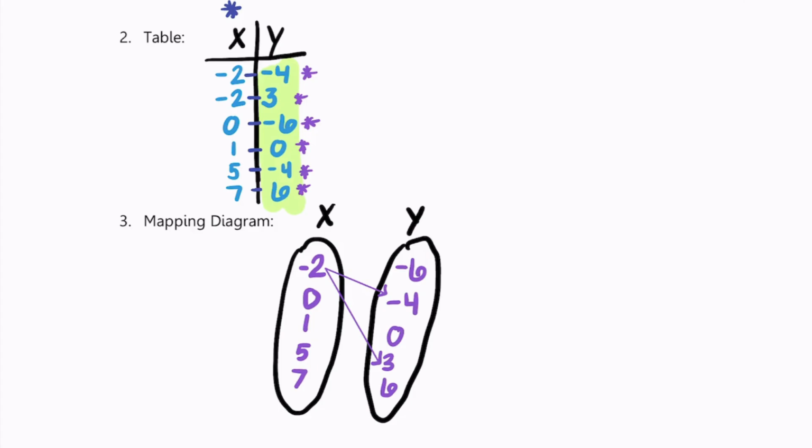0 maps with -6, so I'm looking at the third ordered pair, and I see 0 mapping with -6, so I'm going to draw a line from 0 to -6. 1 maps to 0, so I'm going to draw a line from 1 to 0. 5 maps with -4, another number that's mapping with -4. And then 7 maps with 6. So it is okay that your lines are kind of all zigzag. They should not just go straight across like this.